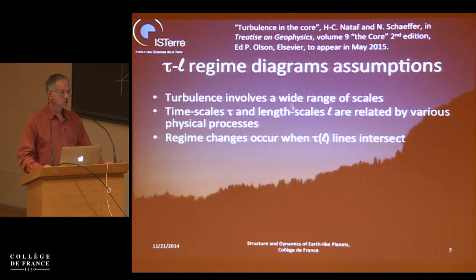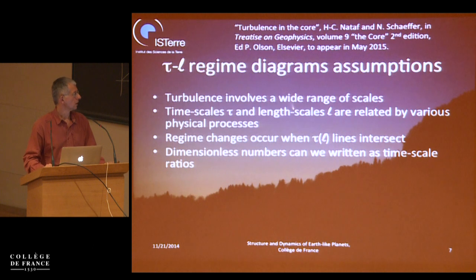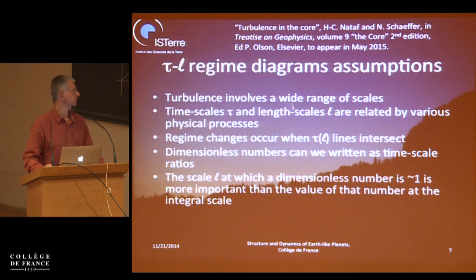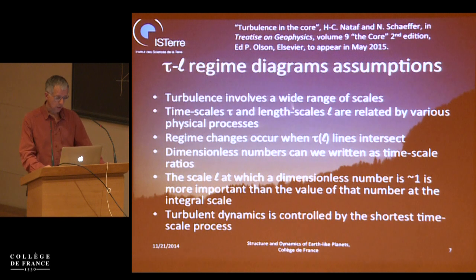We will see that regime changes occur when these tau of L lines intersect, the ones we will draw from these different phenomena. Dimensionless numbers most often can be written as timescale ratios, and we will use that in this description. And the scale L at which a dimensionless number is of order 1, like what we've seen for the dissipation range for classical turbulence, is, I think, more important than the value of that number at the integral scale at which we usually evaluate it. And finally, we also assume that turbulent dynamics is controlled by the shortest timescale process, which is something we should probably debate.